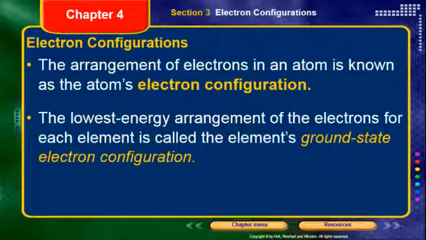Now, the lowest energy arrangement of the electrons for each element is called the element's ground state electron configuration. And when I say ground state, I mean the same type of ground state we saw in a previous section, talking about the ground state of an electron, meaning its lowest energy level, also meaning it is closest to the nucleus.